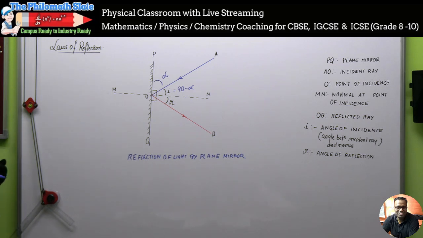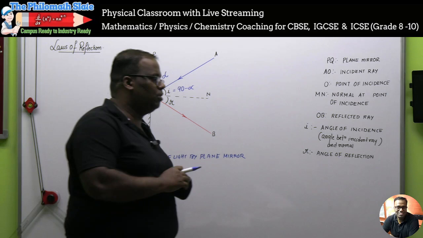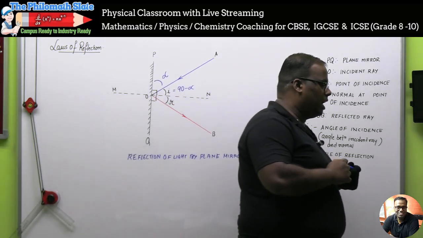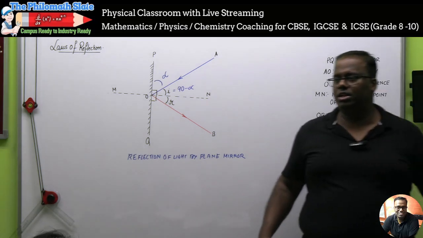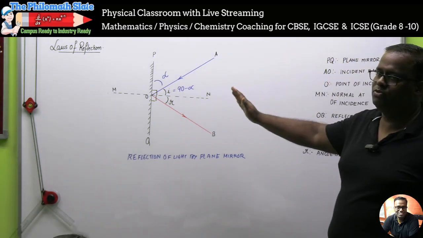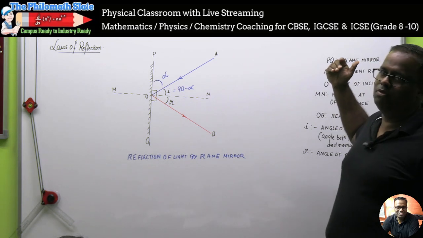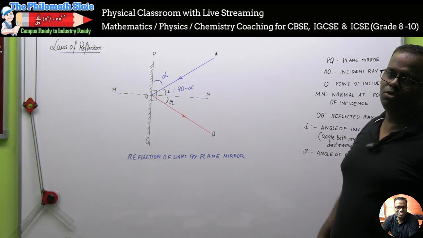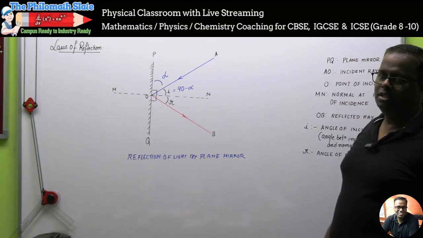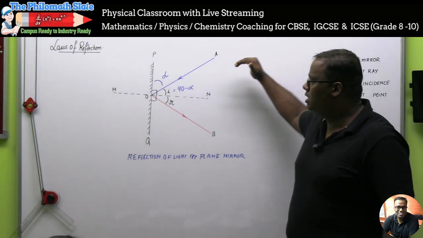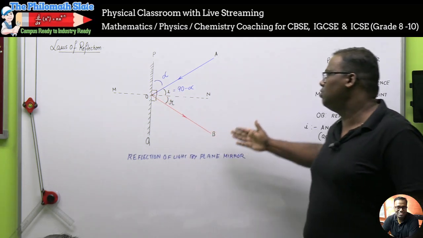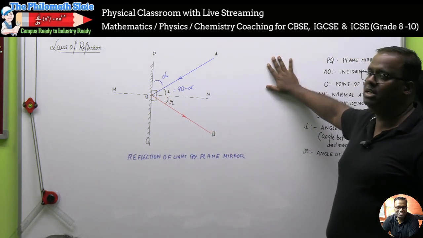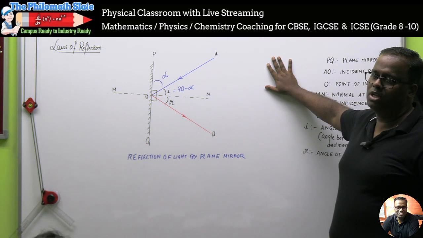So children, before we started, as you are drawing, let me also do some recap. We learned a little bit about reflection. What was reflection? When a light ray comes and falls on a reflective surface and it is sent back to the same medium from where it came, that phenomenon is known as reflection. Okay? Now what happened here? AO is an incident ray which came and hit this mirror and is being sent back as OB. So AO is my incident ray. OB is my reflected ray. O is the point of incidence.